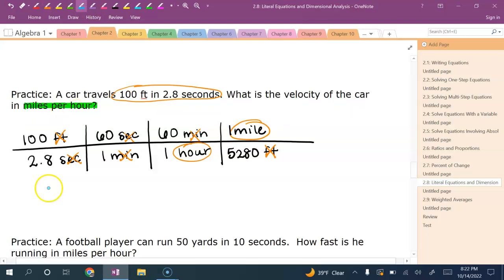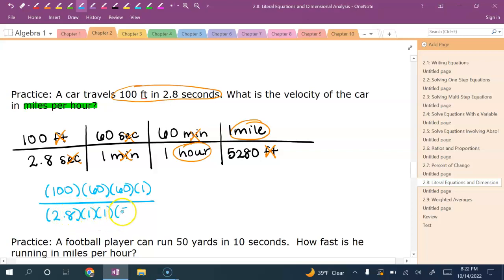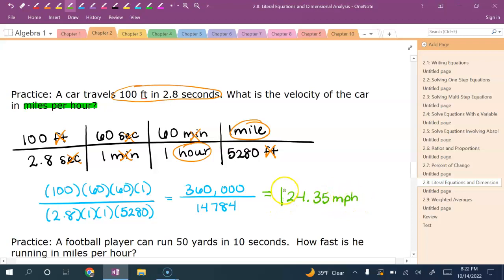Now we do the multiplying. So on top, we're going to take 100 times 60 times 60. And again, you can include that 1 if you wish. On the bottom, you're going to take 2.8 times 1 times 1 times 5,280. On the top, when you do that, you should get 360,000. And on the bottom, you should get 14,784. Last step is to divide. And this comes out to be about 24.35. And that would be miles per hour, mph.